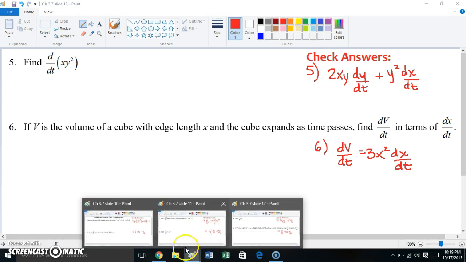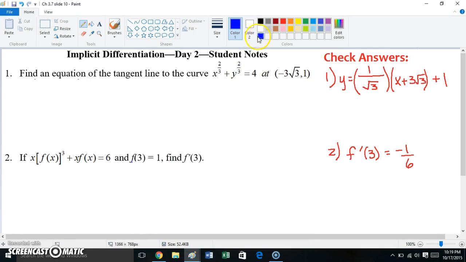All right, I'm going to go back to example number 1 and attempt to show all the work. So it says find an equation of the tangent line to the curve x to the 2/3 plus y to the 2/3 equals 4 at the point x equals -3 square root 3 and y is 1. And just for later use, 3 times the square root of 3 is the same as 3 to the 3/2.